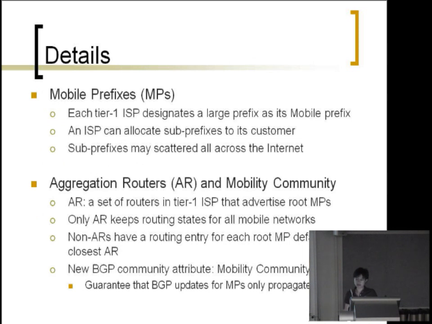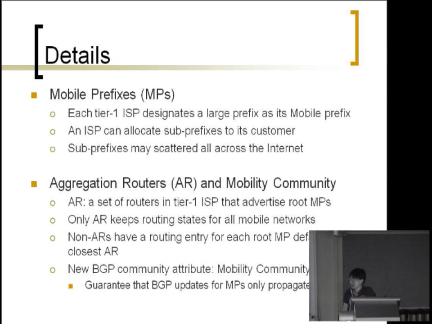First of all, we have the assumption that tier 1 ISPs or some large ISPs will designate a large prefix as the mobile prefix. Subsequently, it can deaggregate these prefixes to its customers, so it can break them down into smaller pieces and give those prefixes to the customers. The sub-prefixes can be announced by any ISPs which provide some mobility support across the internet.